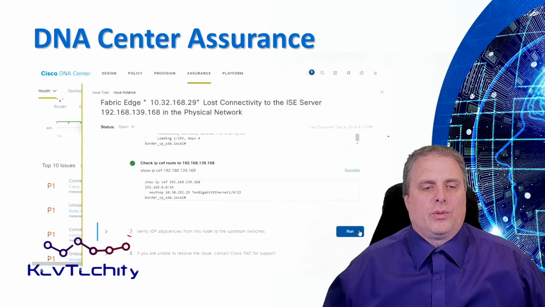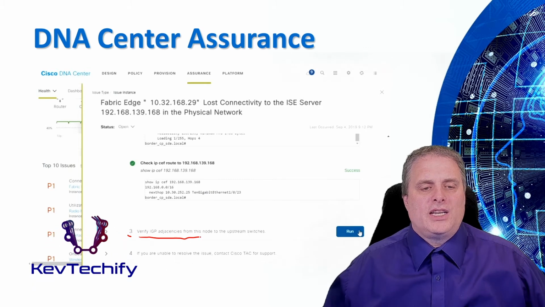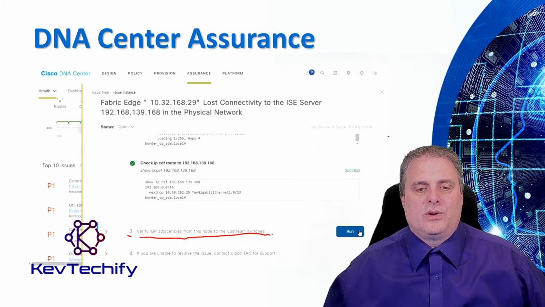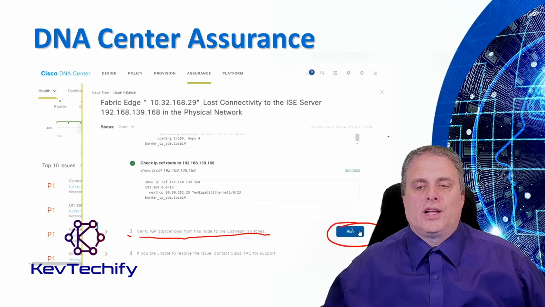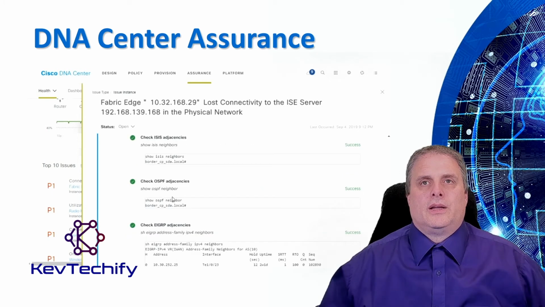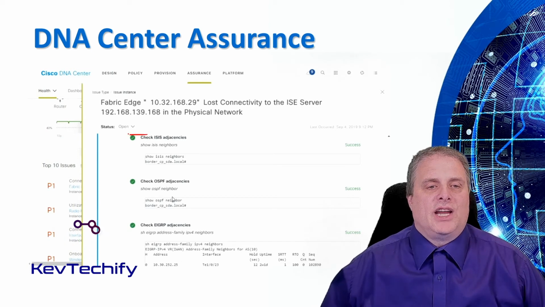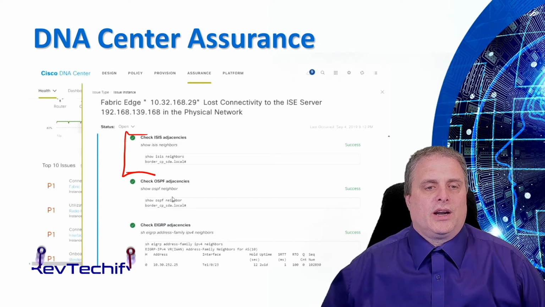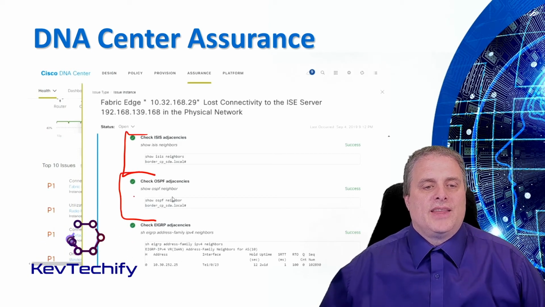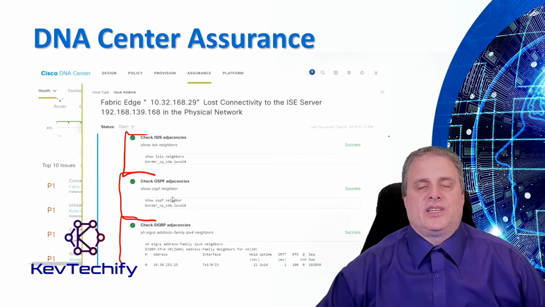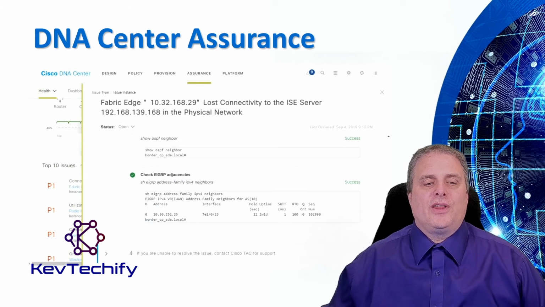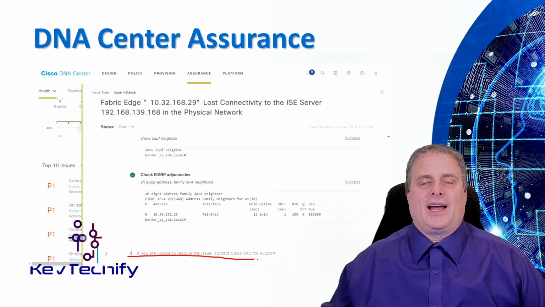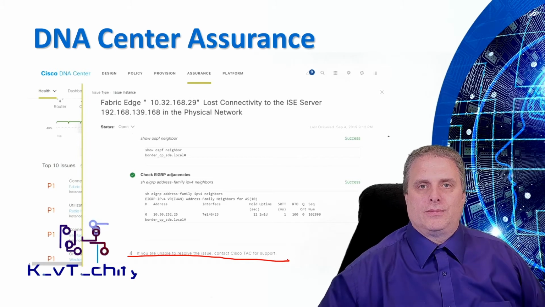On to 3, where we're going to verify our IGP adjacencies from this node to the upstream switches. Here is another run button. We can go ahead and click on run. It checks our IS-IS adjacencies. That's a success. We check our OSPF adjacencies. That's a success. We check our EIGRP adjacencies. That is a success. And then, if you still can't fix it after all that, step 4, go ahead and contact Cisco for support.